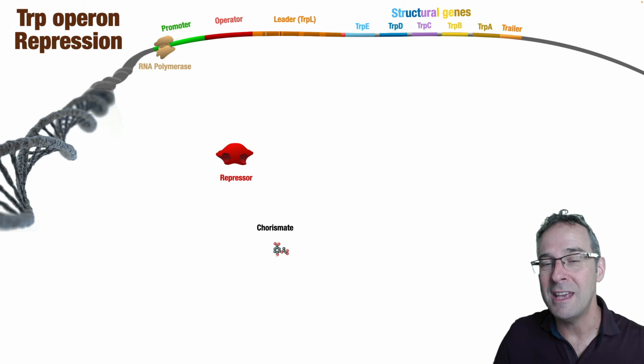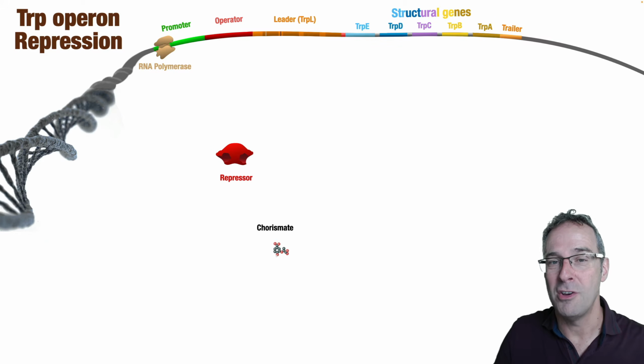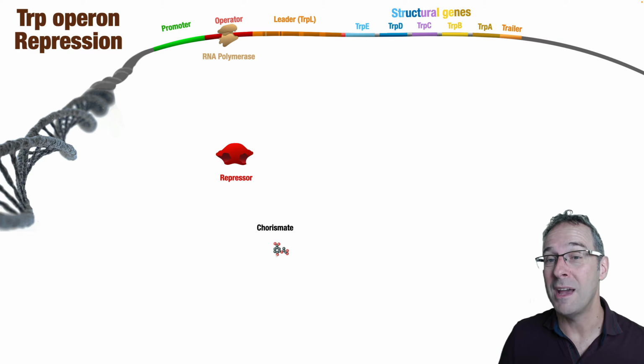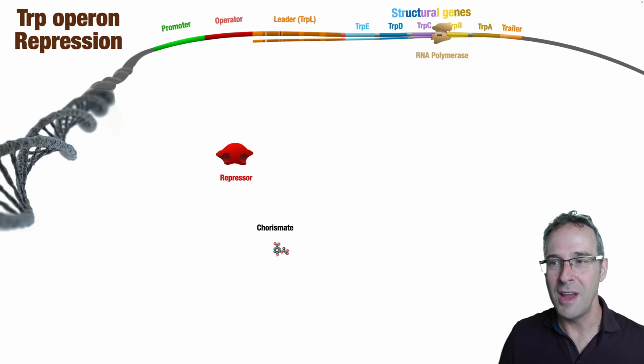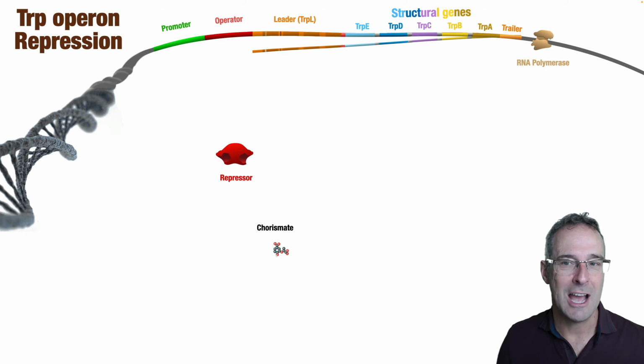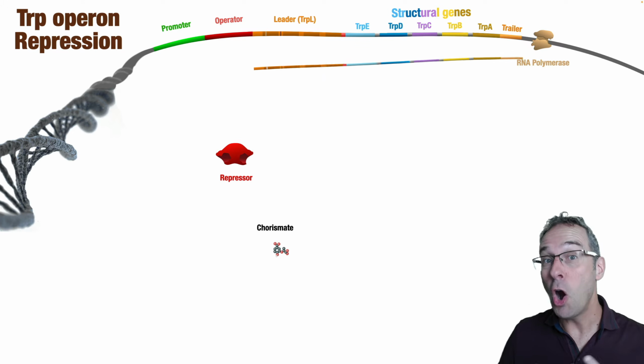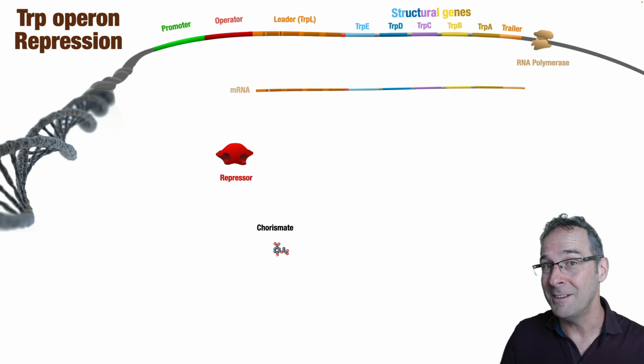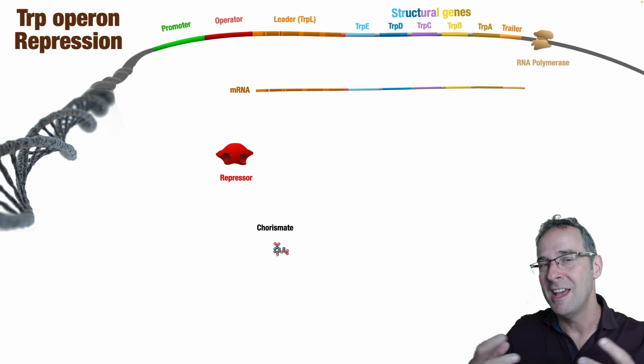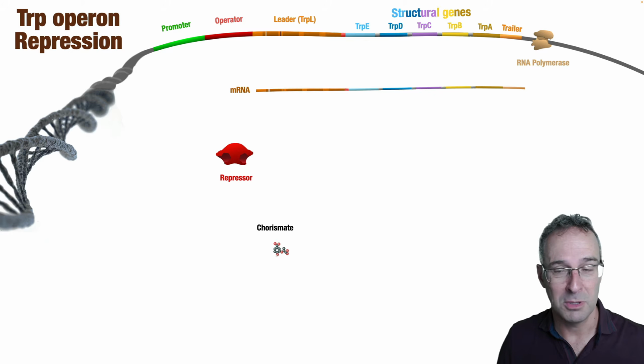Anyway, what will happen here in the TRP operon is RNA polymerase will assemble at the promoter just like it does in any gene, and then it will run past the operator and the leader and transcribe a messenger RNA molecule, which is a copy of the complementary strand of the leader and the structural genes. It uses the template strand to make a copy of the complementary strand.